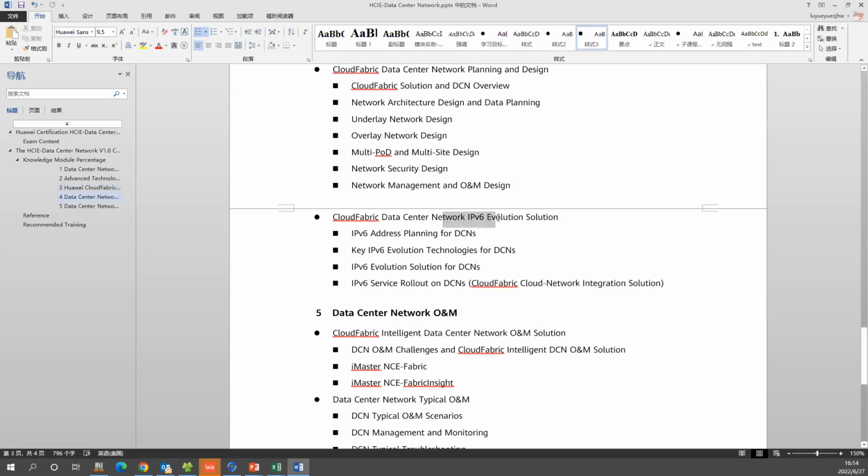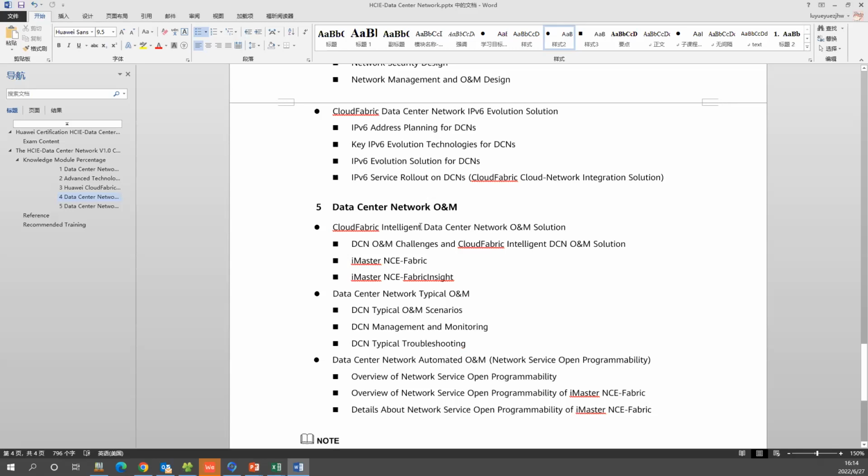And also in the campus and the DCN, all of them need to evolve to IPv6, right? So we will talk about how a cloud fabric DCN evolves to IPv6. We will talk about some solutions. And the final part is about the operation and the maintenance.